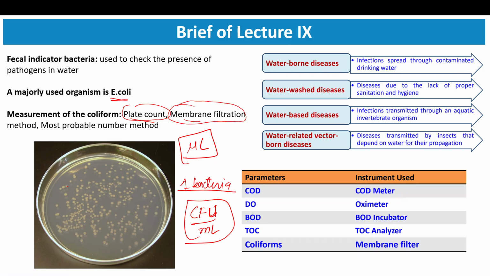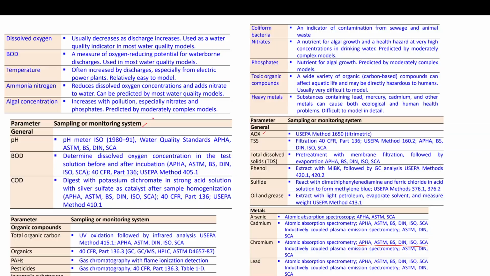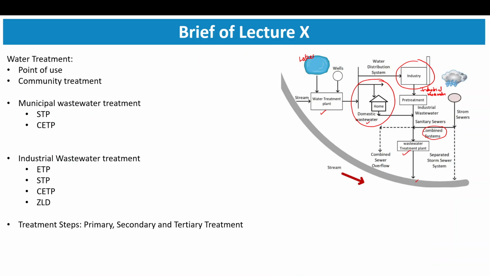So these charts are nothing but the summary of all the parameters that we have talked about, and how we measure them, or if any specific instrument is available for that measurement. So that summary is given to you, which was already discussed by the professor, and I will not go too deep into it.